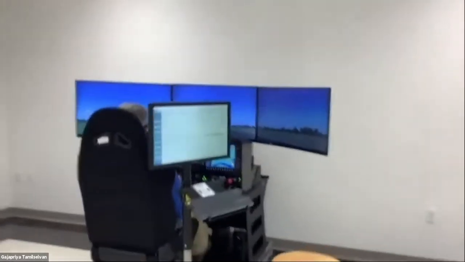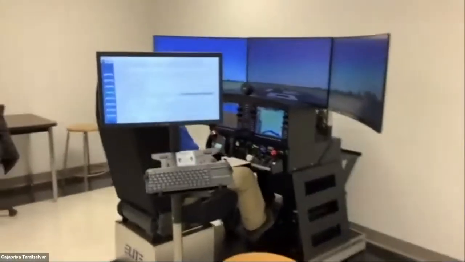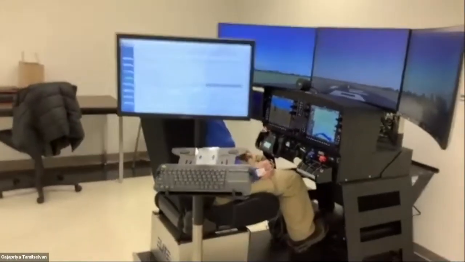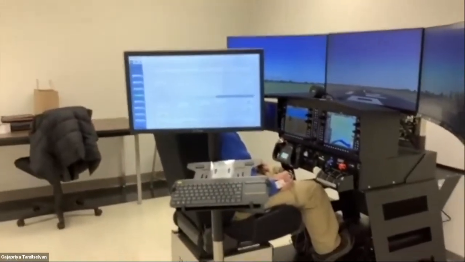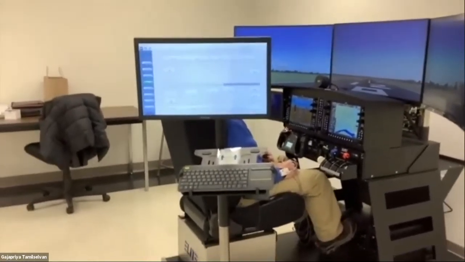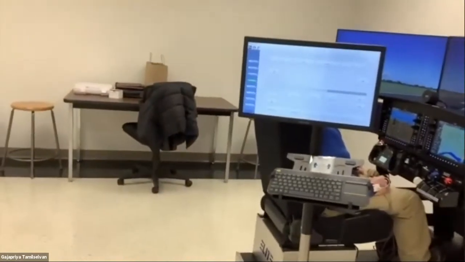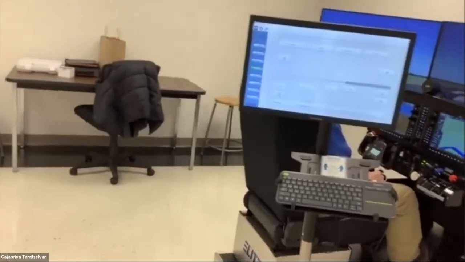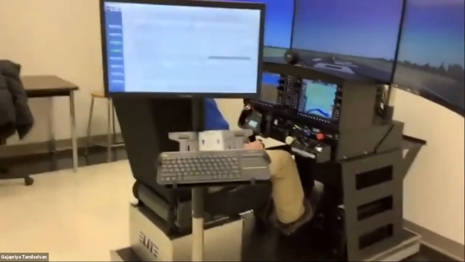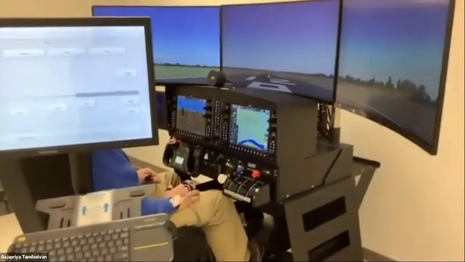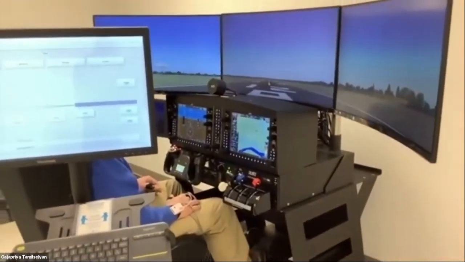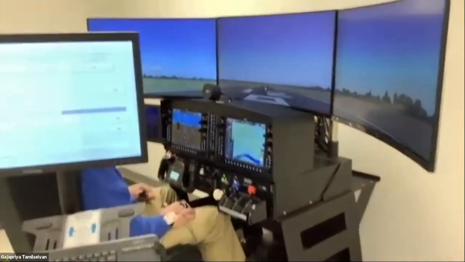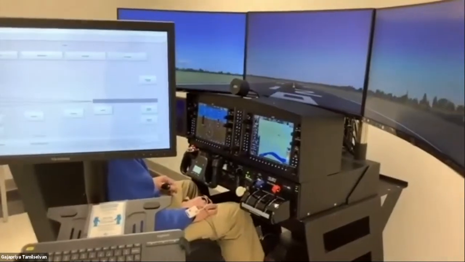This is the simulator setup that we have. This is a single-seater simulator, designed exclusively for research. It is not for training purposes. That's why you don't see two seats here, one for pilot and one for co-pilot. This is totally for research. And this simulator is a LI PI 1000 professional flight simulator, which is an FAA-approved training device.